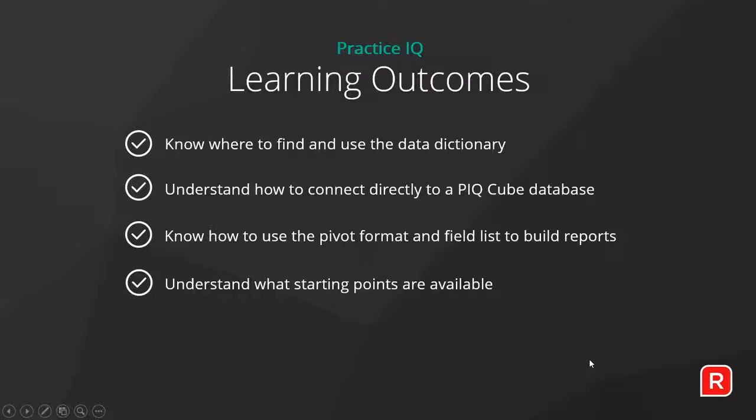So now on to some learning outcomes for this session. Firstly, you will be able to find and use the data dictionary for the PIQ solution. You should then be able to understand how to connect directly to a PIQ data source or Cube database and go from there. You'll know how to work with a pivot format and the field list to build reports in Excel. And finally, you'll understand some of the starting points that are available out of the Practice IQ out-of-the-box system.